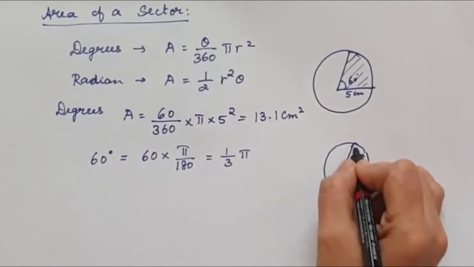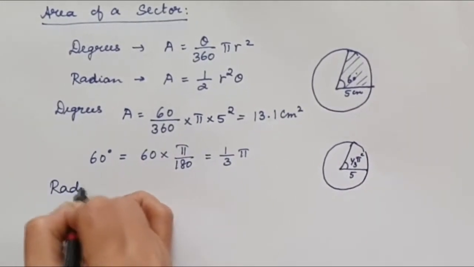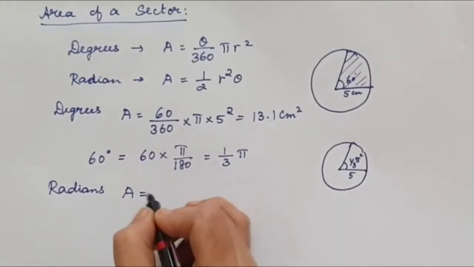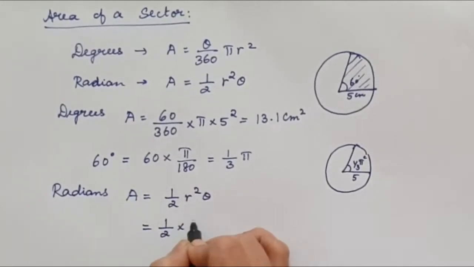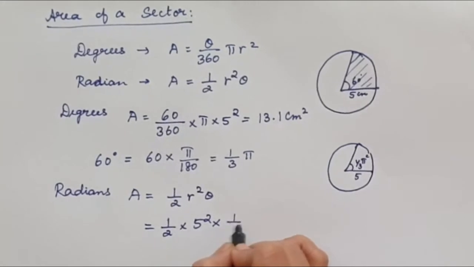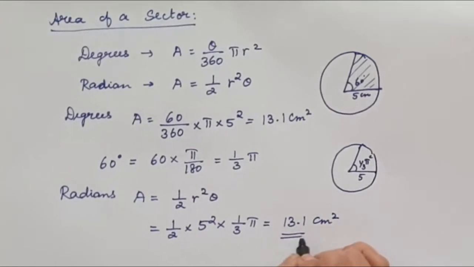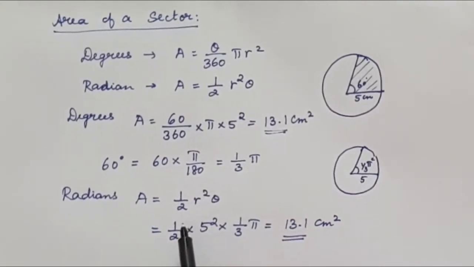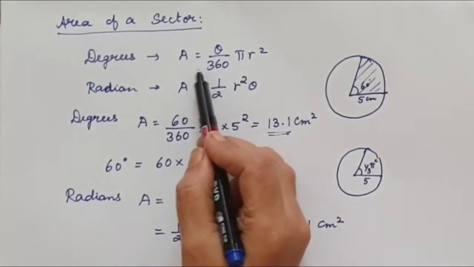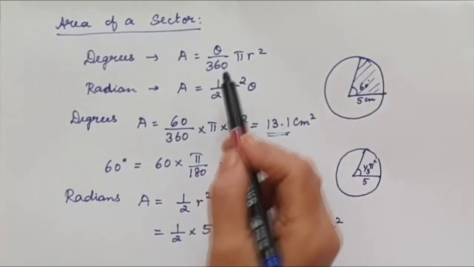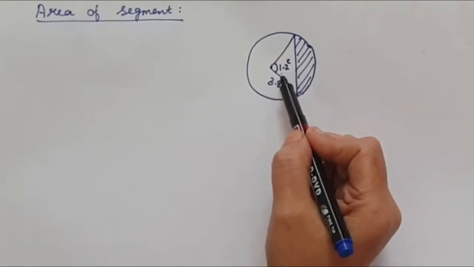When the measure of the angle is given in radians, area will be equal to half r square theta. So it is half, the radius is 5 squared and theta is 1 by 3 pi. So again, this will give us an answer of 13.1 centimeter square. So from this, we understand that when the measure of the angle is given in radians, we use this formula. And when the measure of the angle is given in degrees, we need to use this first formula, theta over 360 pi r square.